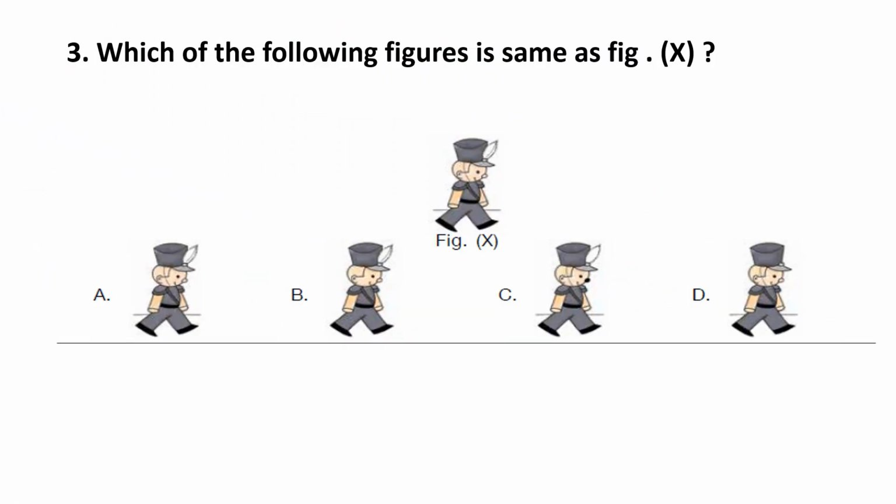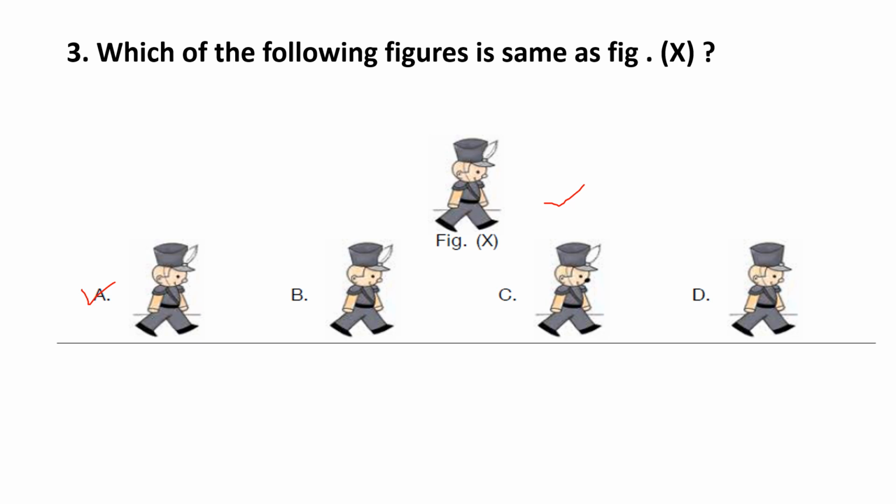Question number 3. Which of the following figures is same as figure X? Kids, this figure X is given. And which figure is same as this? Answer is option A. Because in figure B, this line is missing. Here is no line. So B is not our answer.